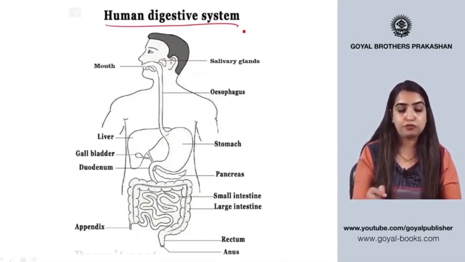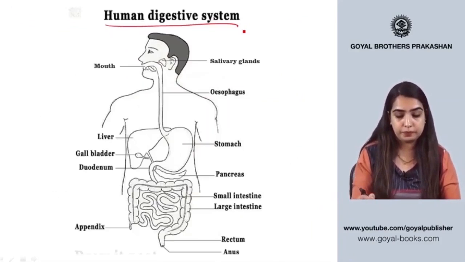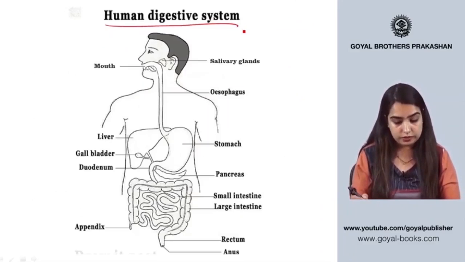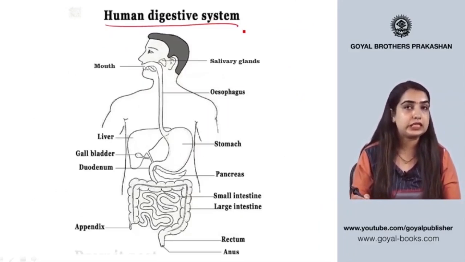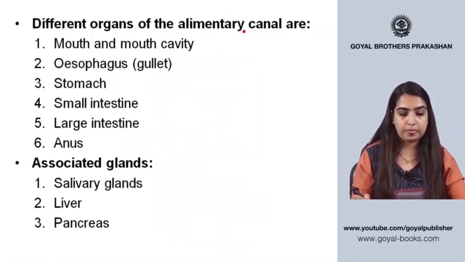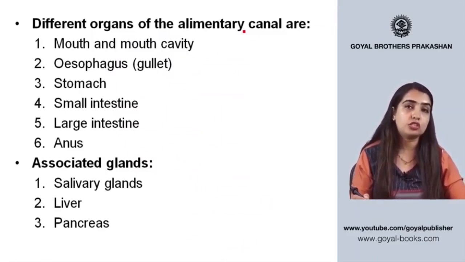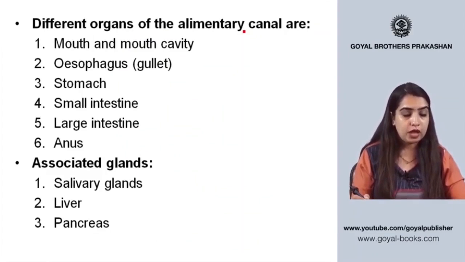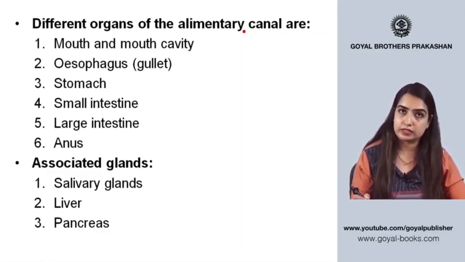Here is a picture of the human digestive system. There are various organs which are involved in this digestive system. We will briefly discuss all of these. Now, the different organs of the alimentary canal include the mouth and mouth cavity, followed by the esophagus, which is also called the gullet, followed by the stomach, small intestine, large intestine and anus.